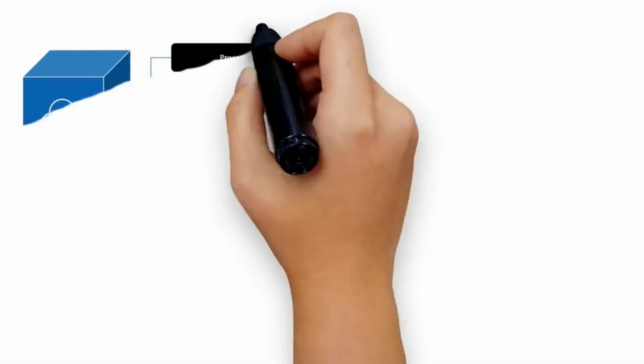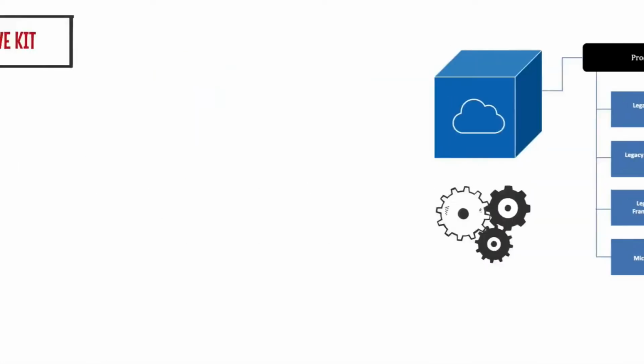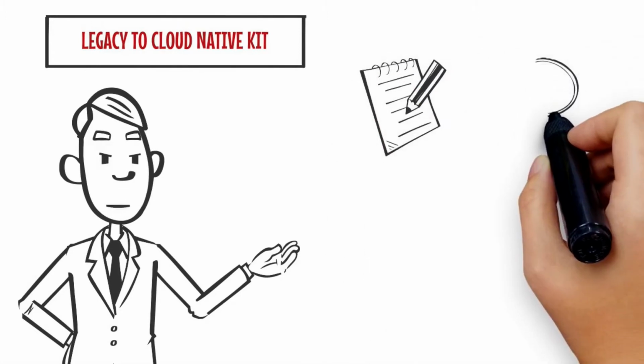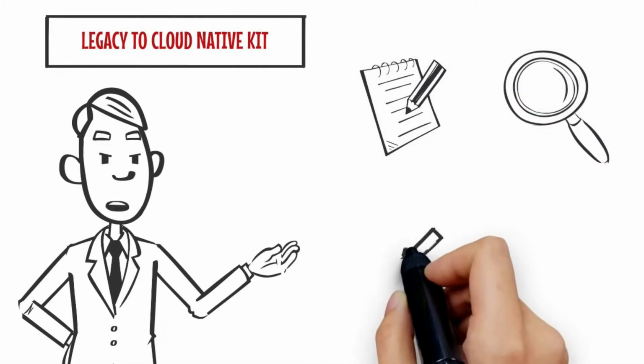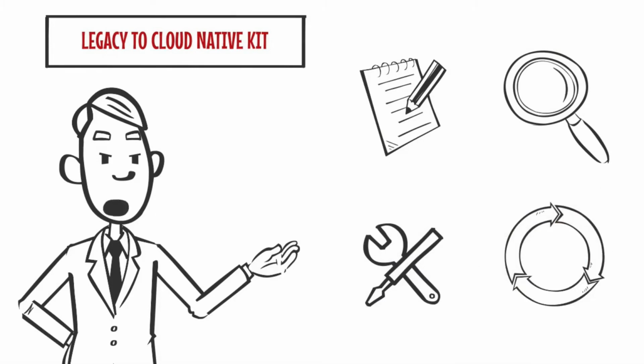Torry Harris provides a legacy to cloud-native kit that includes a suite of tools, frameworks, and guides that help you progressively transition your applications to a cloud-native architecture. The kit consists of tools and processes that have been developed over years of service experience. The kit also provides code analysis tools and decision matrices to assist you in decomposition and migration of legacy. Remember, this kit accompanies our services offering and is not meant to be used in isolation. Migration is a contact sport. Let us see how this works in action.